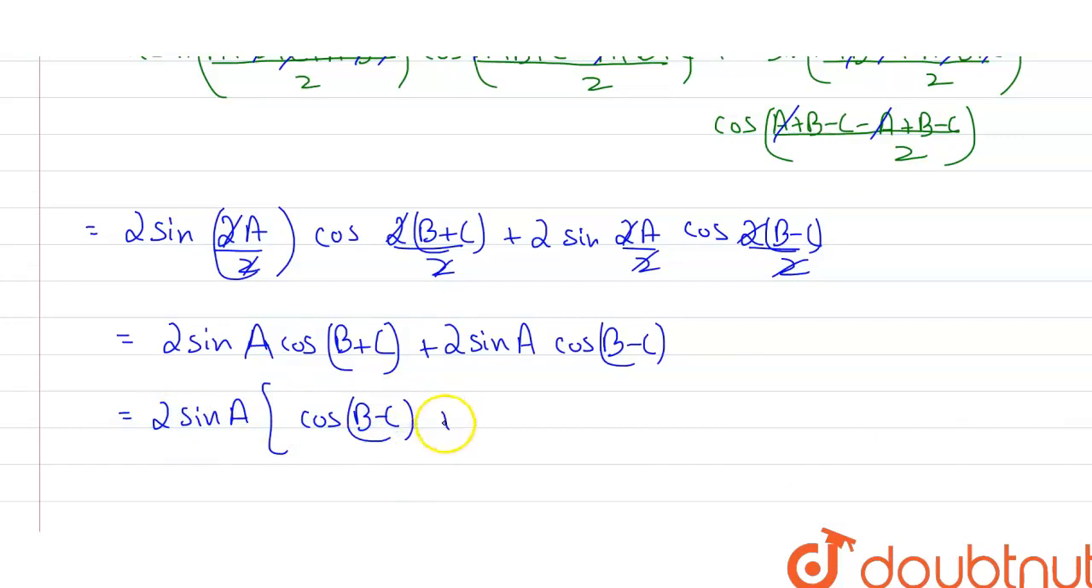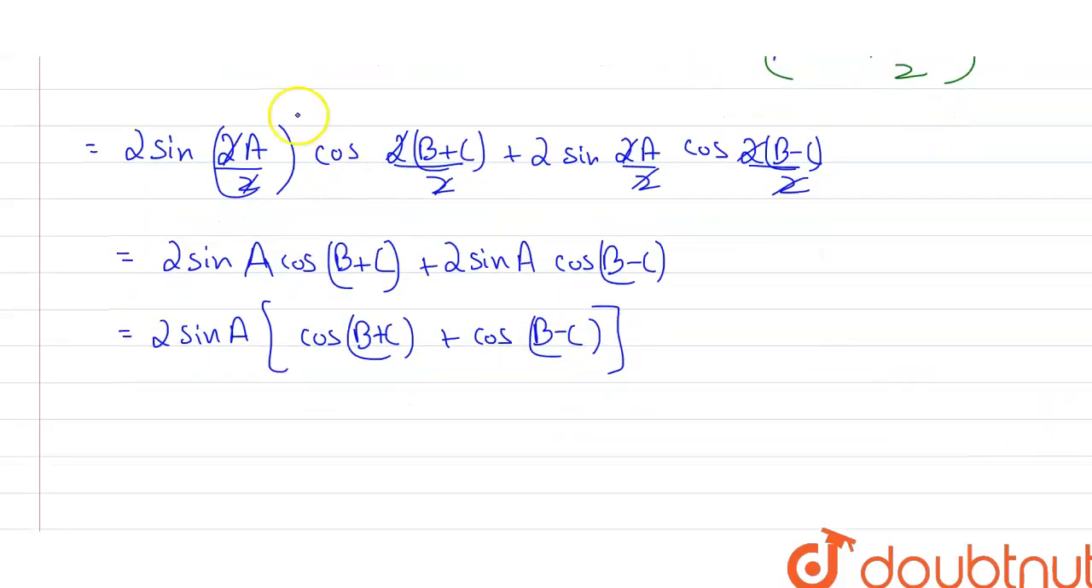Okay guys, and plus of what? Cos of, okay, this is cos of B plus C first, and then cos of B minus C after taking 2 sin A common. Now again I'm going to use the CD identity here on these two terms. Which identity? Here, this one.